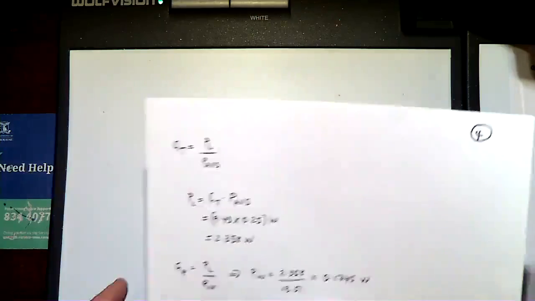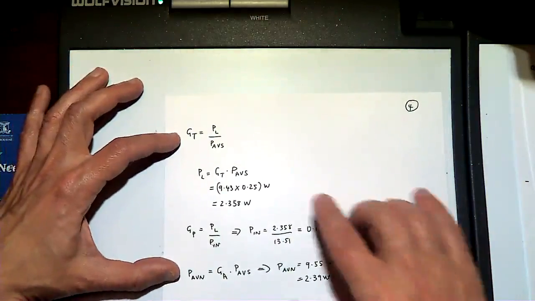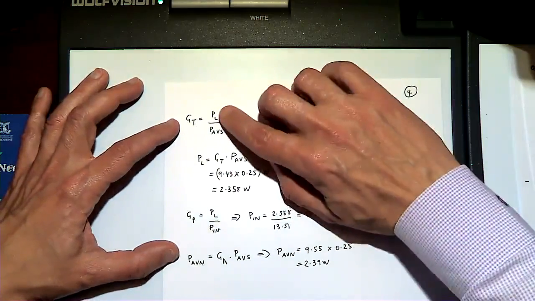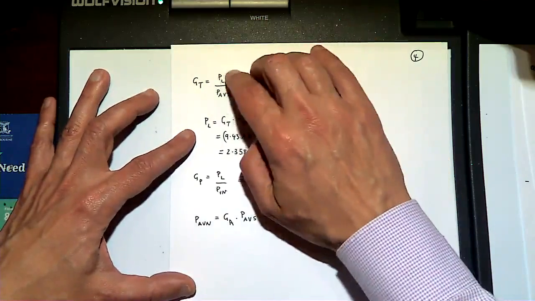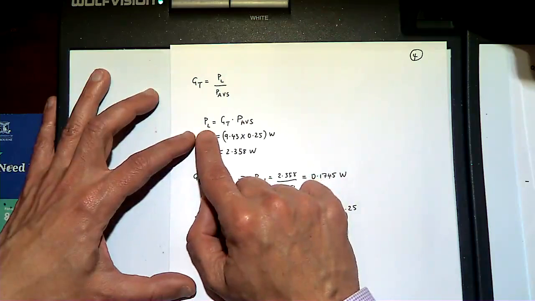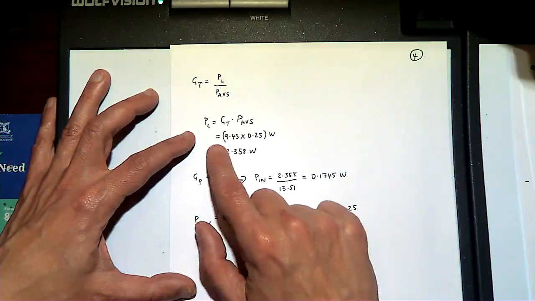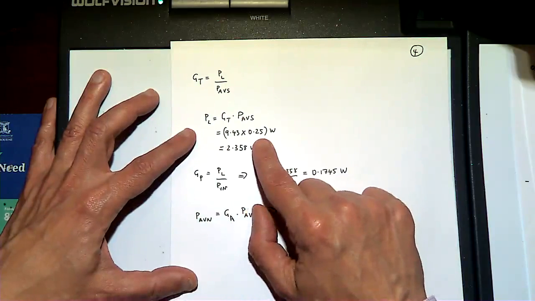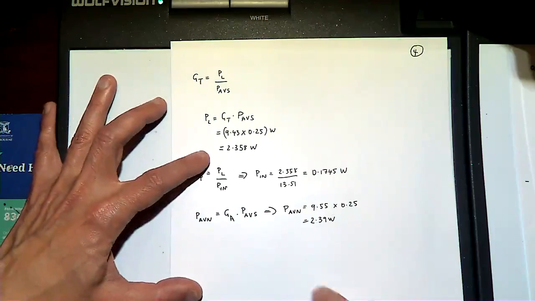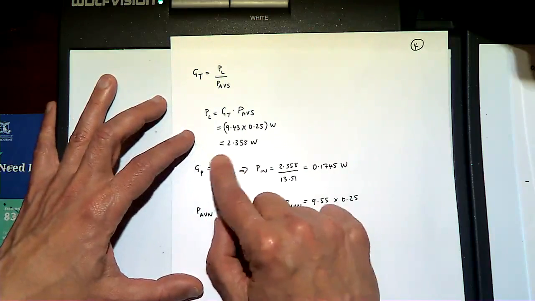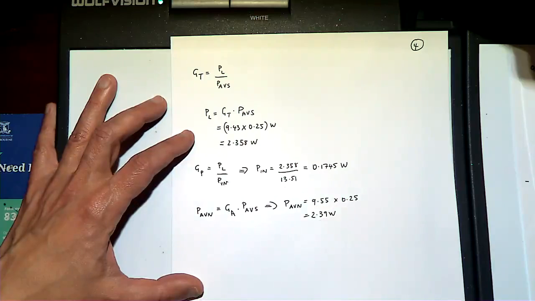That's excellent because that gives us one bit of information. So we also know that the transducer gain is power on the load divided by the power available from the source. Very simple mathematics. We can now work out the power that's available to the load, right? So that's just 9.43 times 0.25 watts, which is the power available from the source. So therefore, the total power that's available to the load is 2.358 watts.